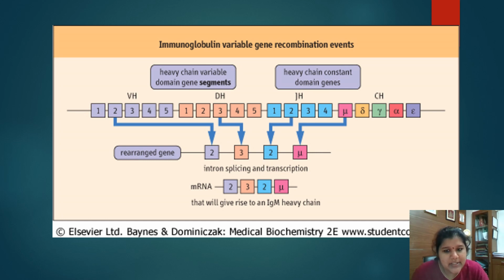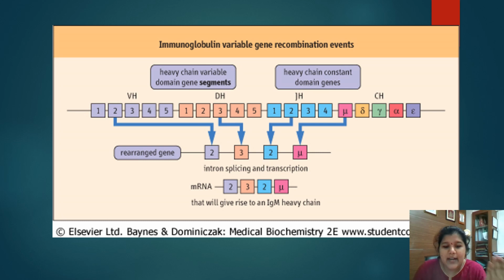VH, DH, JH and CH. Each of these domains have different introns and exons. As we can see here, 1, 2, 3, 4, 5, and then mu, delta, gamma, etc. Now just imagine if the number 2 segment of VH, number 3 segment of DH, number 2 segment of JH and mu segment of CH binds, we get a rearranged gene.